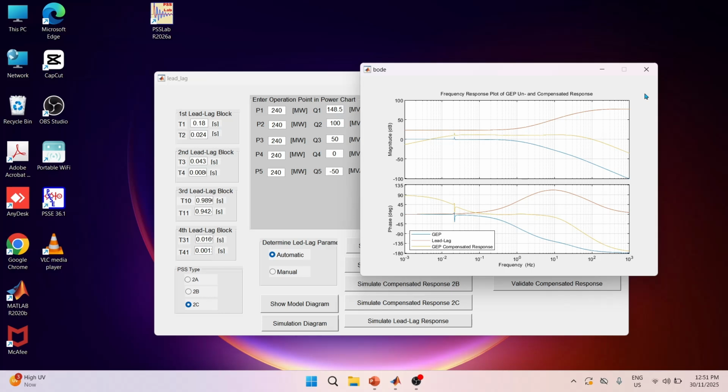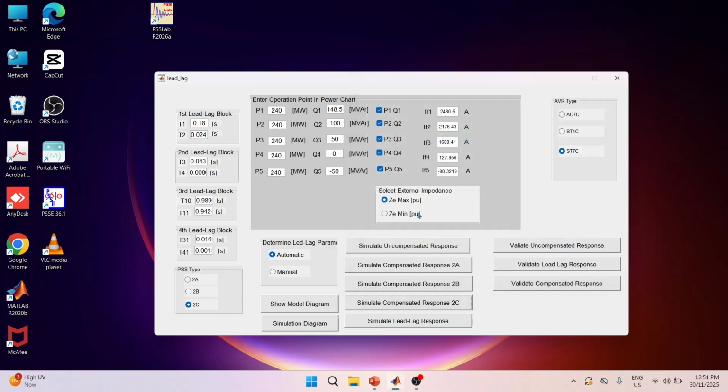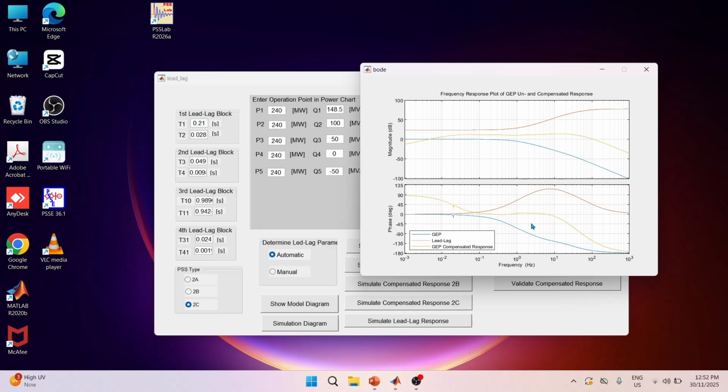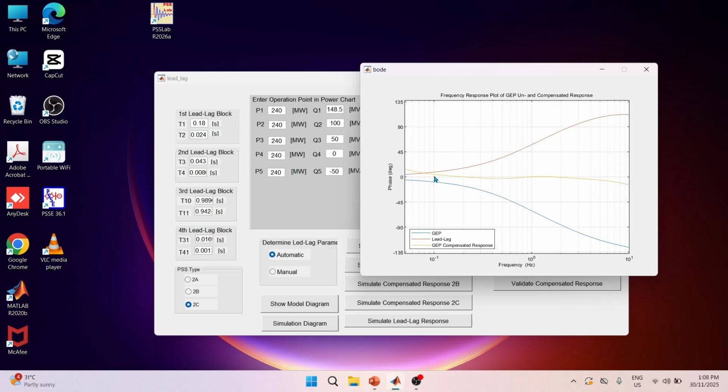Similarly to previous simulations with maximum grid impedance, ZE max, we can also initiate the simulations with minimum grid impedance, ZE min. And here we get a slightly different frequency response and also slightly different parameters of the lead lag blocks. If we only pay attention to the graph of the phase, we can notice that the compensated phase is passing around the 0 in the range of the frequencies where the PSS should provide a good damping.